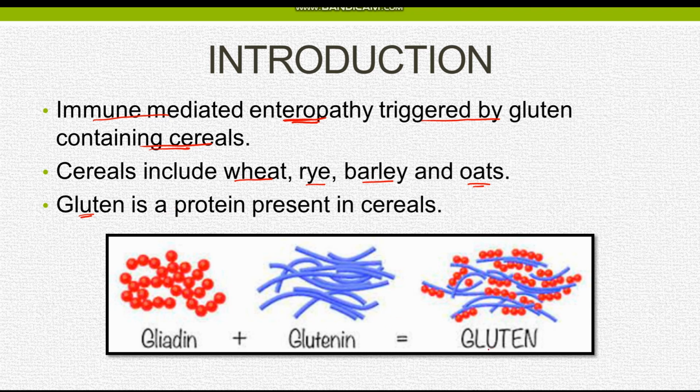Gluten is actually a protein which is formed by glutenin and gliadin. Gliadin is the main component of gluten which results in celiac disease.